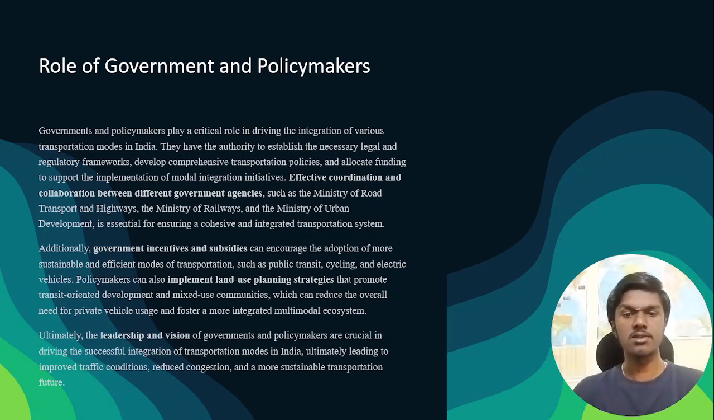Governments and policymakers play a crucial role in driving the integration of various transportation modes in India. They have the authority to establish the necessary legal and regulatory frameworks, develop comprehensive transportation policies, and allocate funding to support the implementation of modern integration initiatives. Effective coordination and collaboration between different government agencies, such as the Ministry of Transport and Highways, the Ministry of Railways, and the Ministry of Urban Development, is essential for ensuring a cohesive and integrated transportation system.